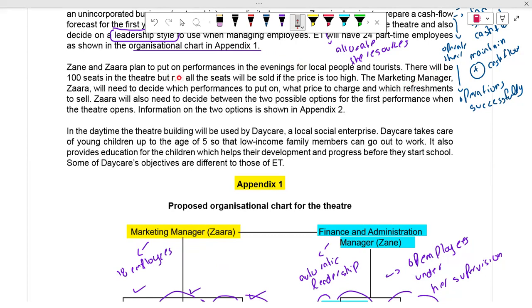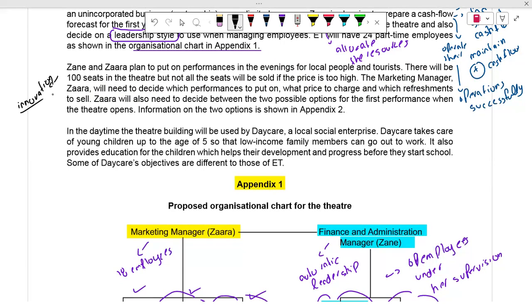Okay, so there will be 100 seats in the theater, but not all the seats will be sold if the price is too high. And the marketing manager Zara will need to decide which performances to put on, what price to charge, and which refreshments to sell. So it means that we can say that innovation is very much important for a successful entrepreneur. Or decision making, again, decision making is very much important.